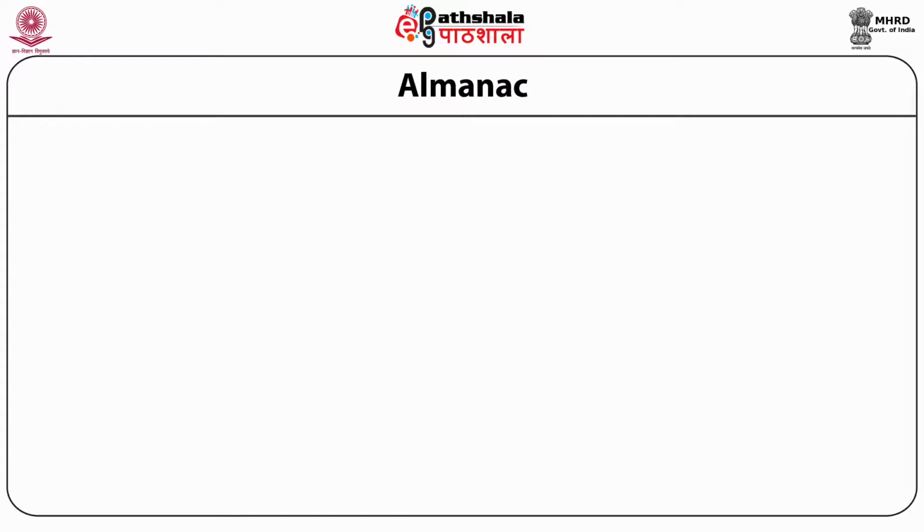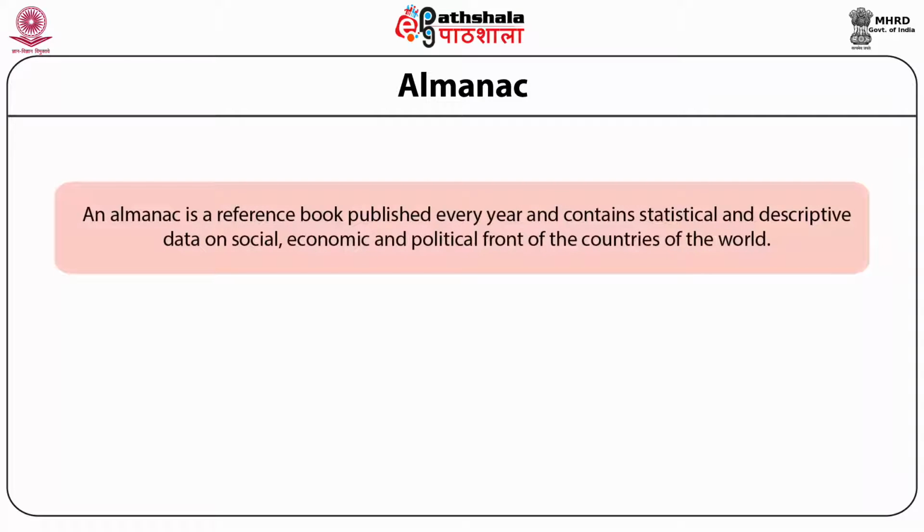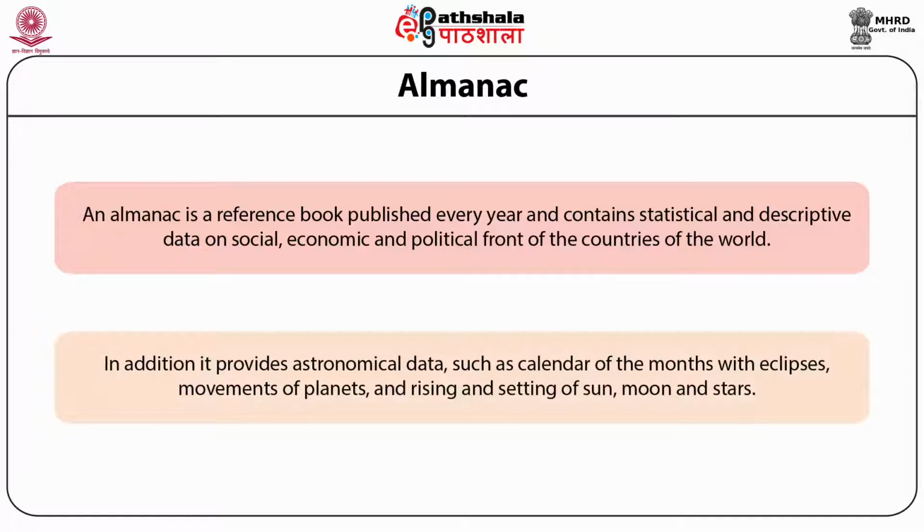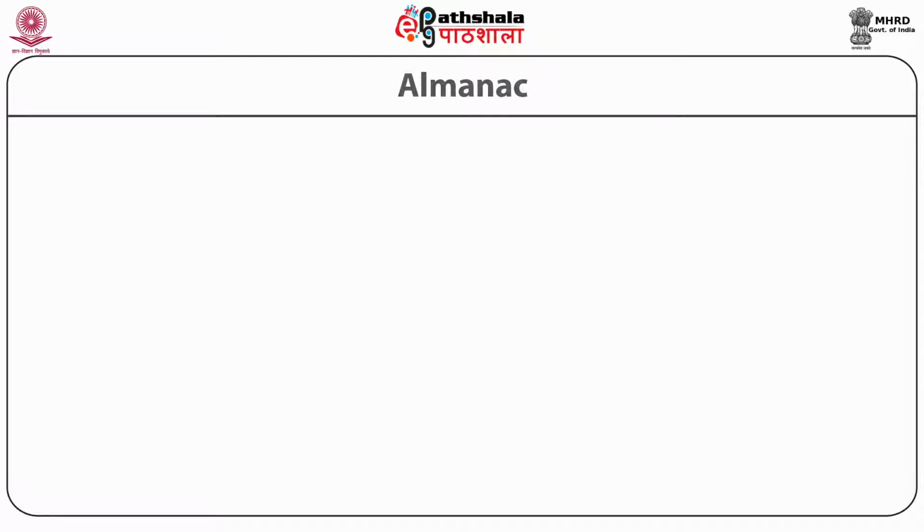Almanac. An almanac is a reference book published every year and contains statistical and descriptive data on the social, economic, and political front of the countries of the world. In addition, it provides astronomical data such as a calendar of the month with eclipses, movement of planets, and rising and setting of sun, moon, and stars.